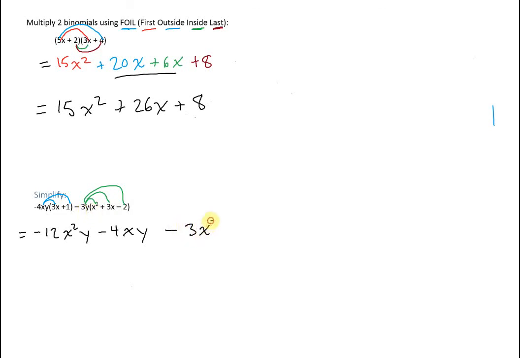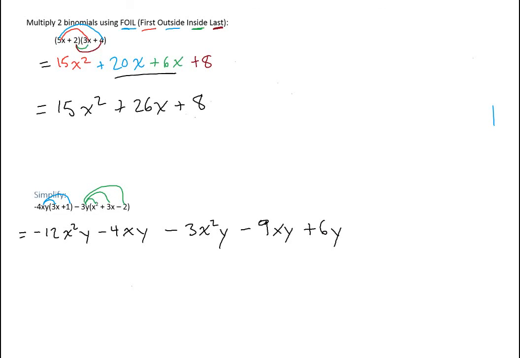Let's do the x's first, because so far we have the x's first. Minus 3y times positive 3x. Minus 3 times 3 is 9. y times x, xy. Minus 3y times negative 2, positive 6y.